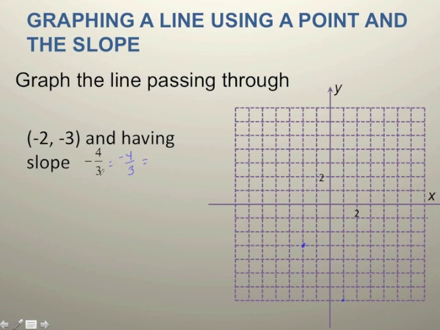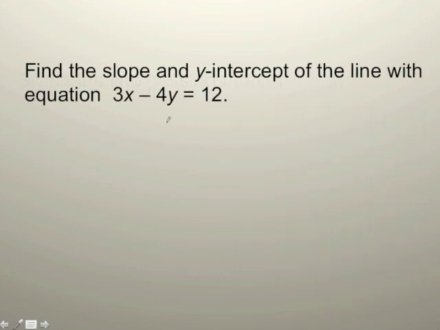Or -4/3 could also equal 4 over -3. So that could mean from this point I'll go rise, change up 4, and then -3 would be back 3, would be right here. And now I can have this line go through these 3 points. Using a straight edge would make it much better, and again I go clear across the graph.